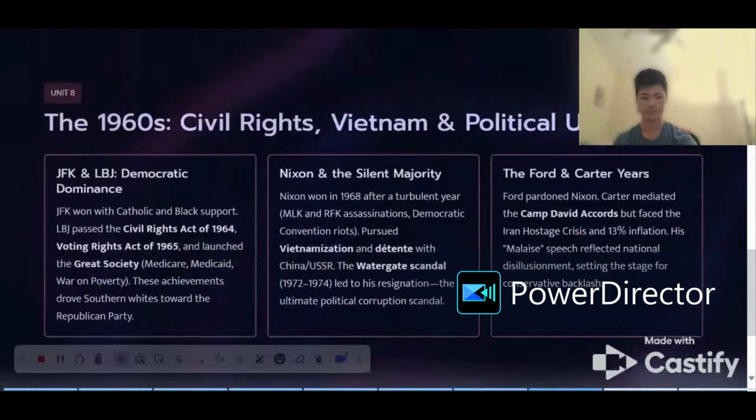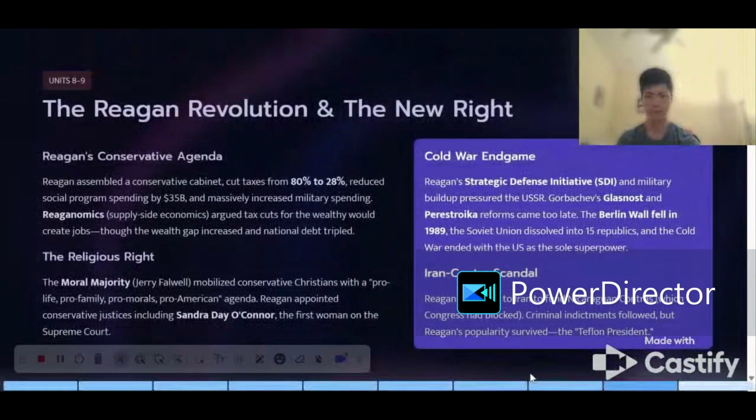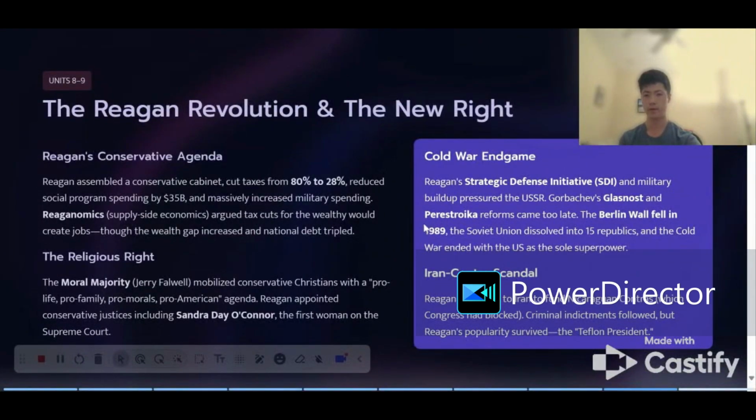Just know that. Then we get to the Reagan Revolution, the New Right. This is where we see conservatism becoming much more radical. Reagan cut taxes for the rich with his Reaganomics ideas, supply side economics, trickle down economics, whatever you will, saying that tax cuts for the wealthy would create jobs. It's debated whether or not this worked. It probably did create more jobs, but the wealth gap definitely increased and national debt tripled because he was militaristic, military spending went up.